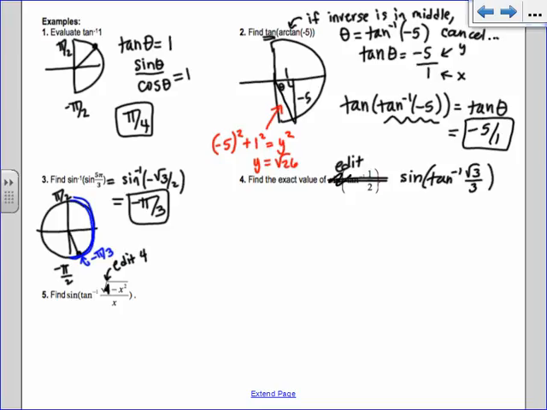Okay, and then this one I edited, so it says find the exact value of sine of inverse tangent of root 3 over 3. So you want to say theta is equal to inverse tangent of root 3 over 3. So I have tangent of theta equals root 3 over 3. So remember that sine over cosine equals root 3 over 3.